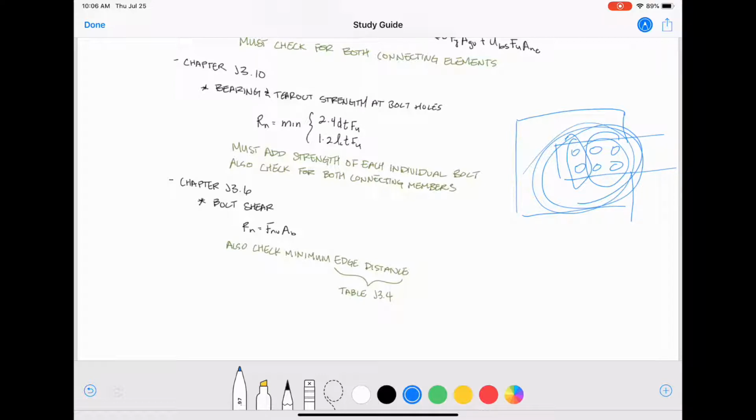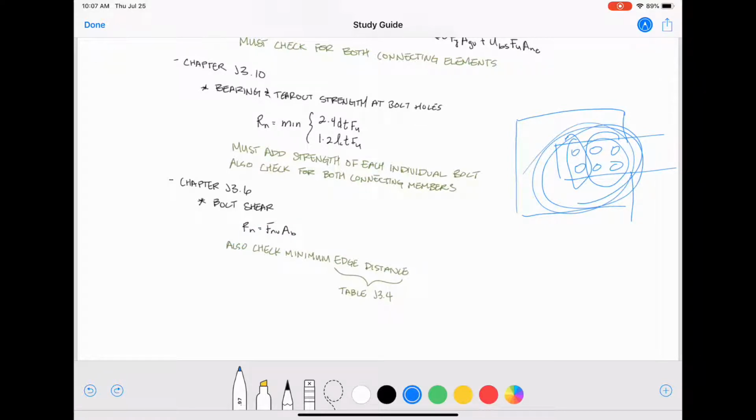And then finally, we've got bolt shear, and this is just checking the bolt itself for that shearing action on a bolt of it just failing. And you're going to do that by using this equation. And then also in this step, I just like to remember to check the minimum edge distance.